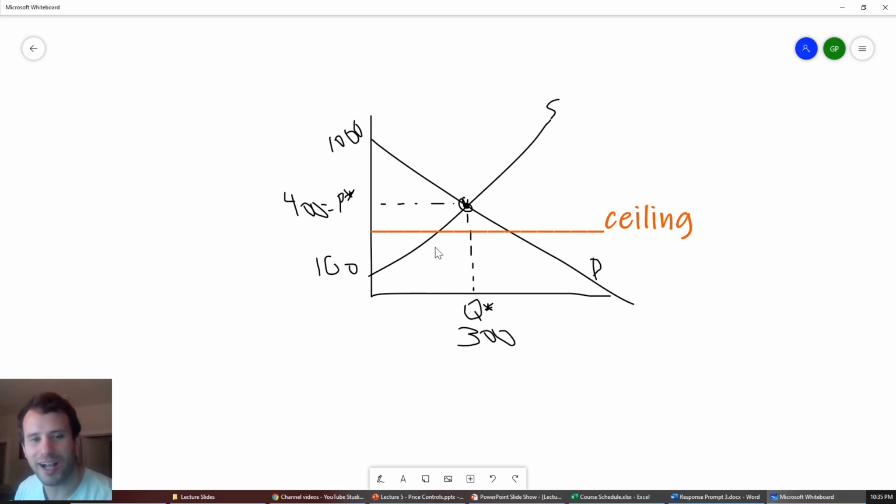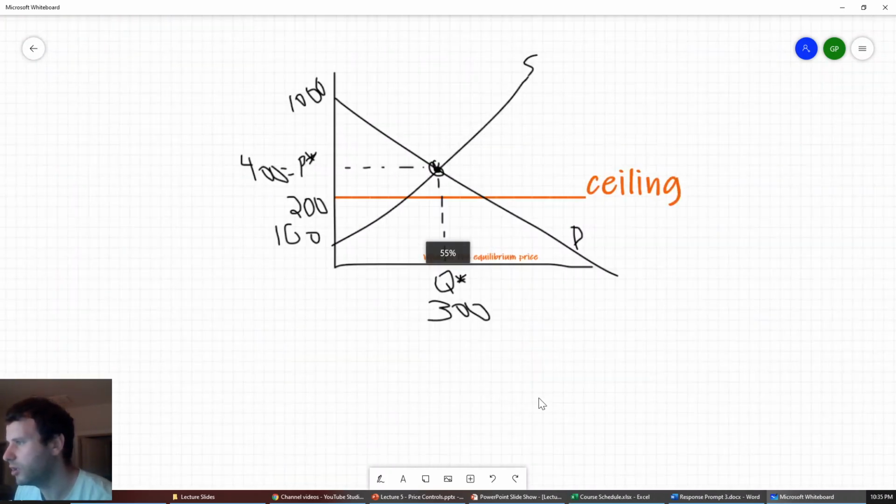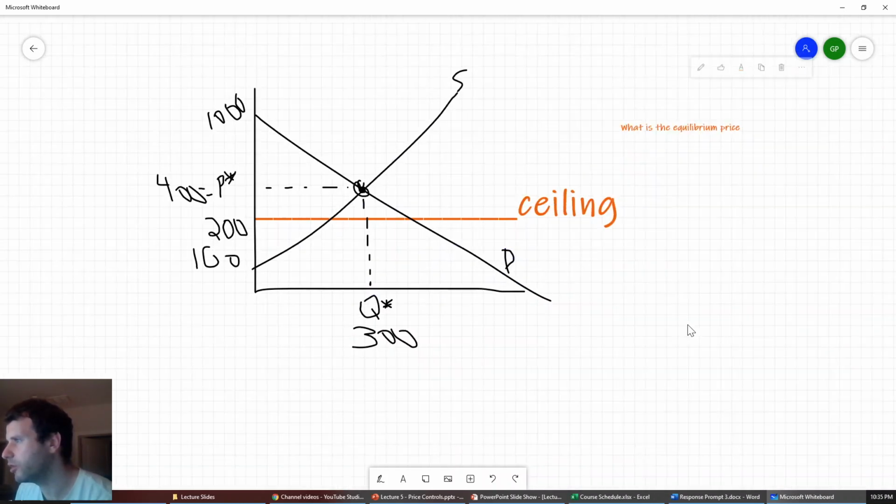All right, so we have the ceiling here. It's at 200. Okay. And what is the equilibrium price? Well, it's a binding price ceiling, so this is an easy one. All right, so if y'all don't got this, what is the equilibrium price? Let me scroll in and also make this bigger.